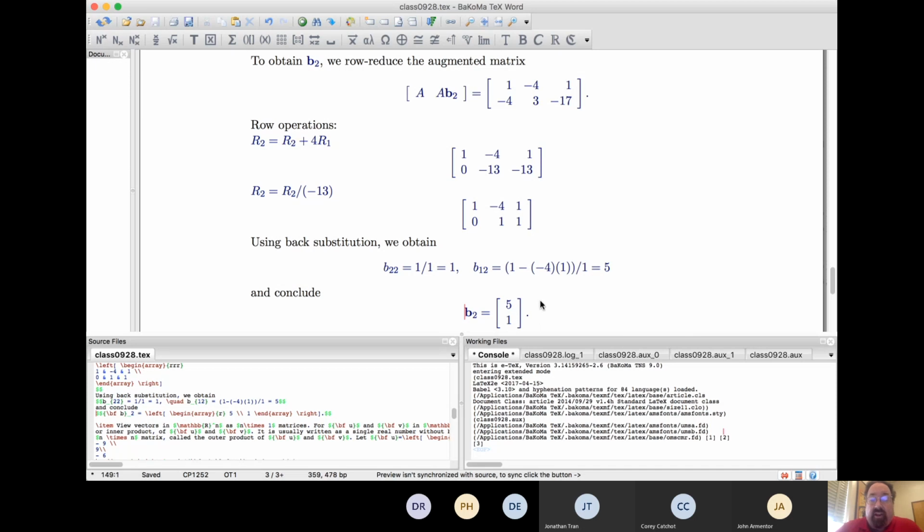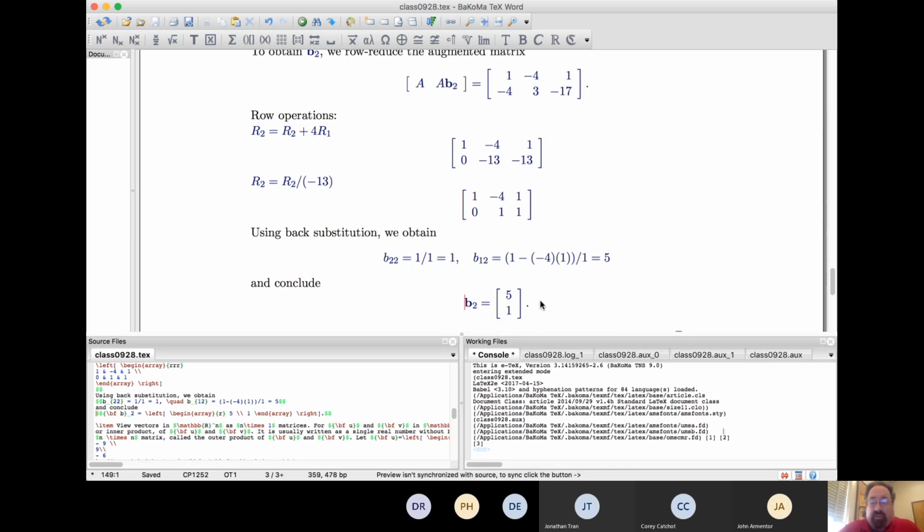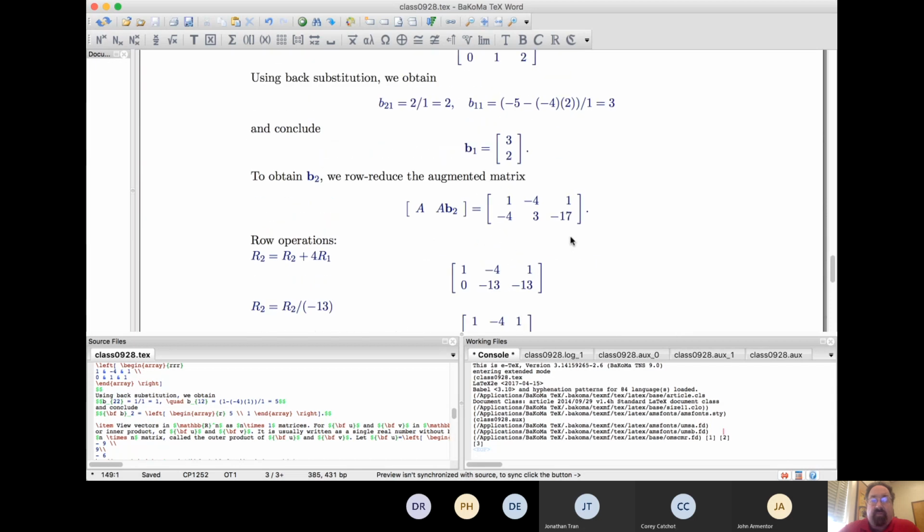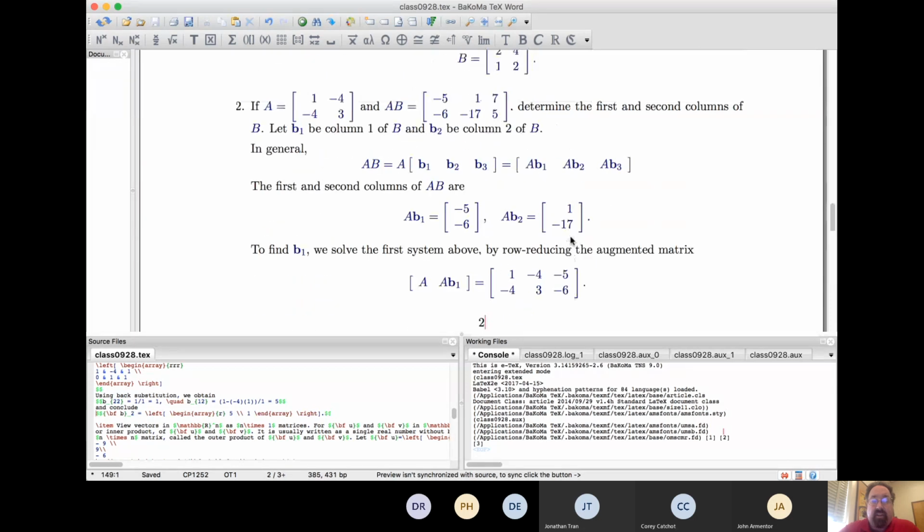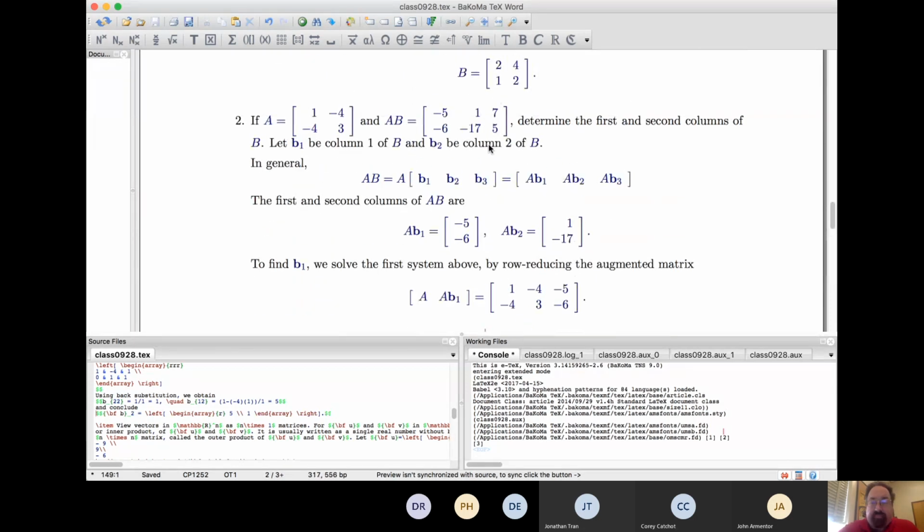5, 1. Now, it's not required for this problem, but if I were to take the third column of B and solve the same kind of system, same row operations, same everything, then I would specify B completely. But all that's required here is just to get these first two columns.